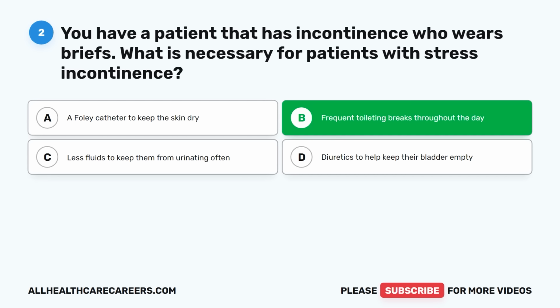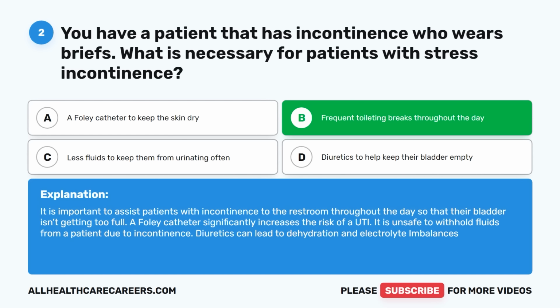The correct answer is B. Frequent toileting breaks throughout the day. It is important to assist patients with incontinence to the restroom throughout the day so that their bladder isn't getting too full. A Foley catheter significantly increases the risk of a UTI. It is unsafe to withhold fluids from a patient due to incontinence. Diuretics can lead to dehydration and electrolyte imbalances.